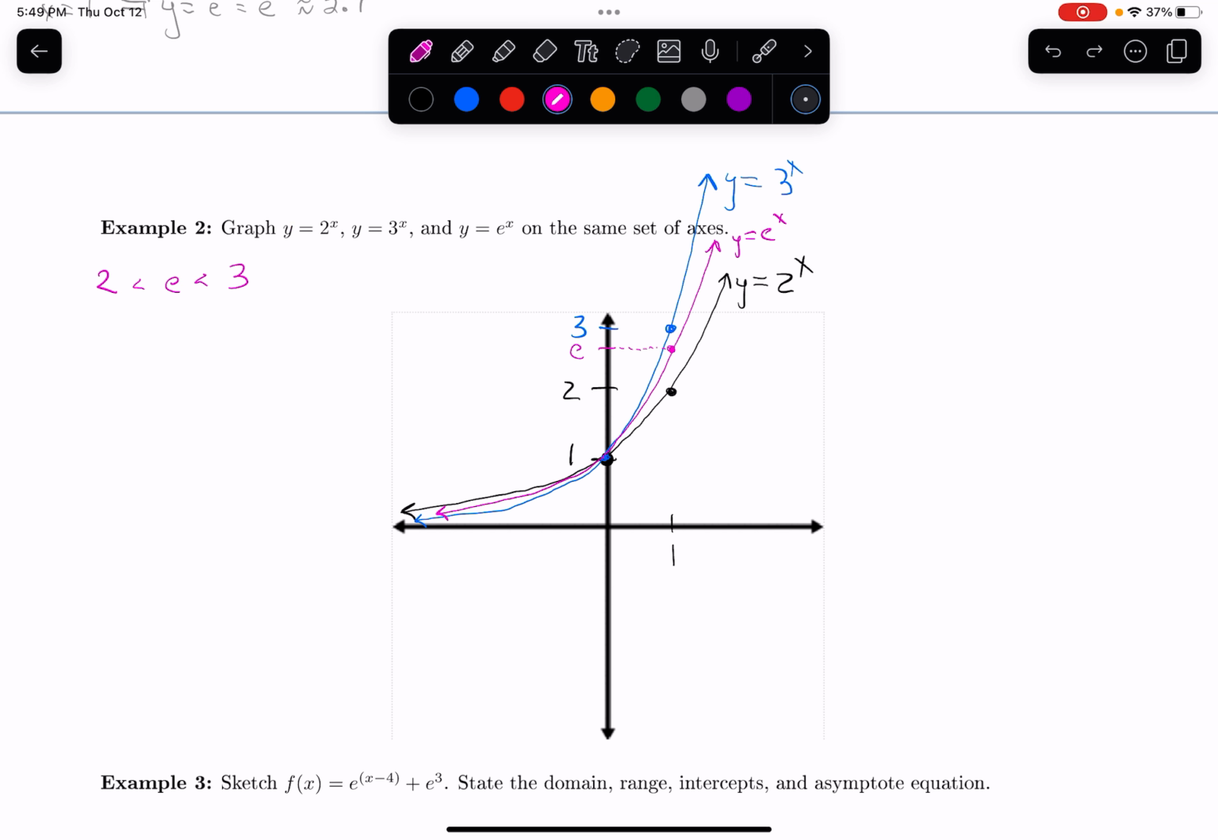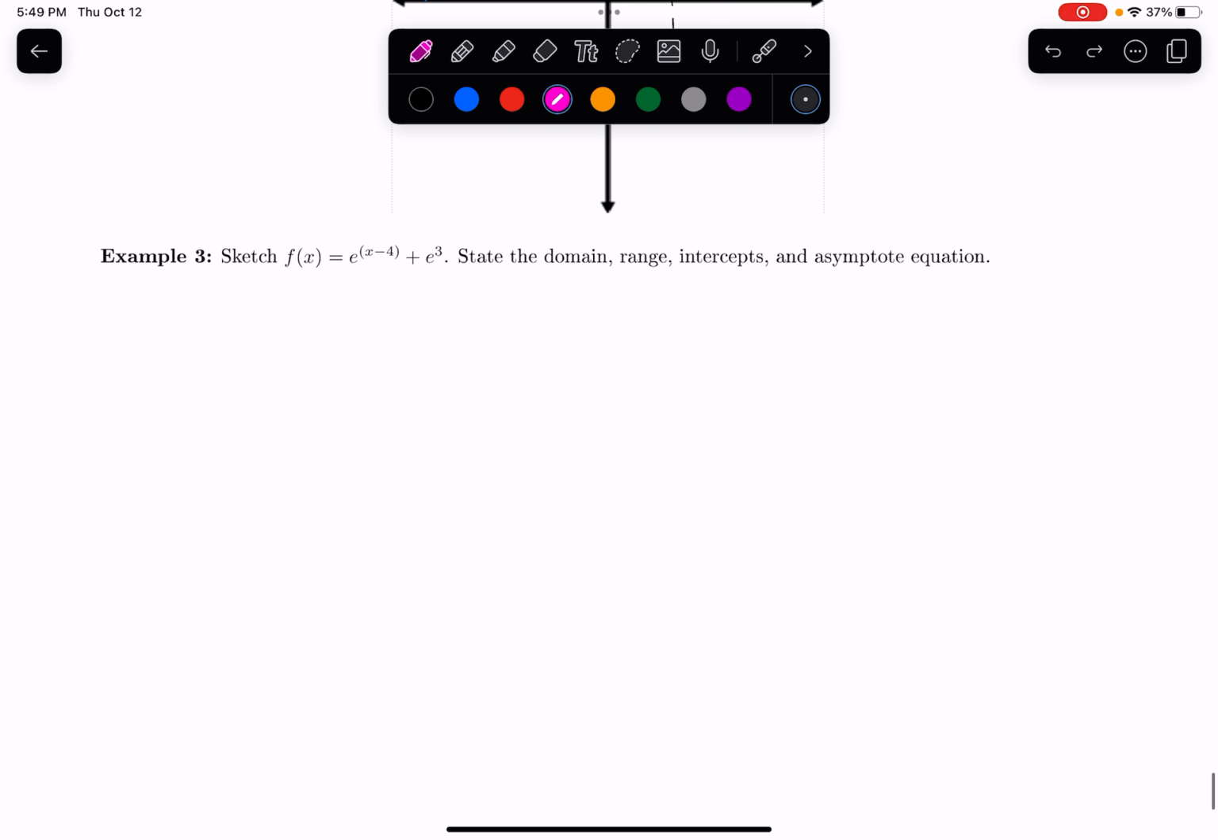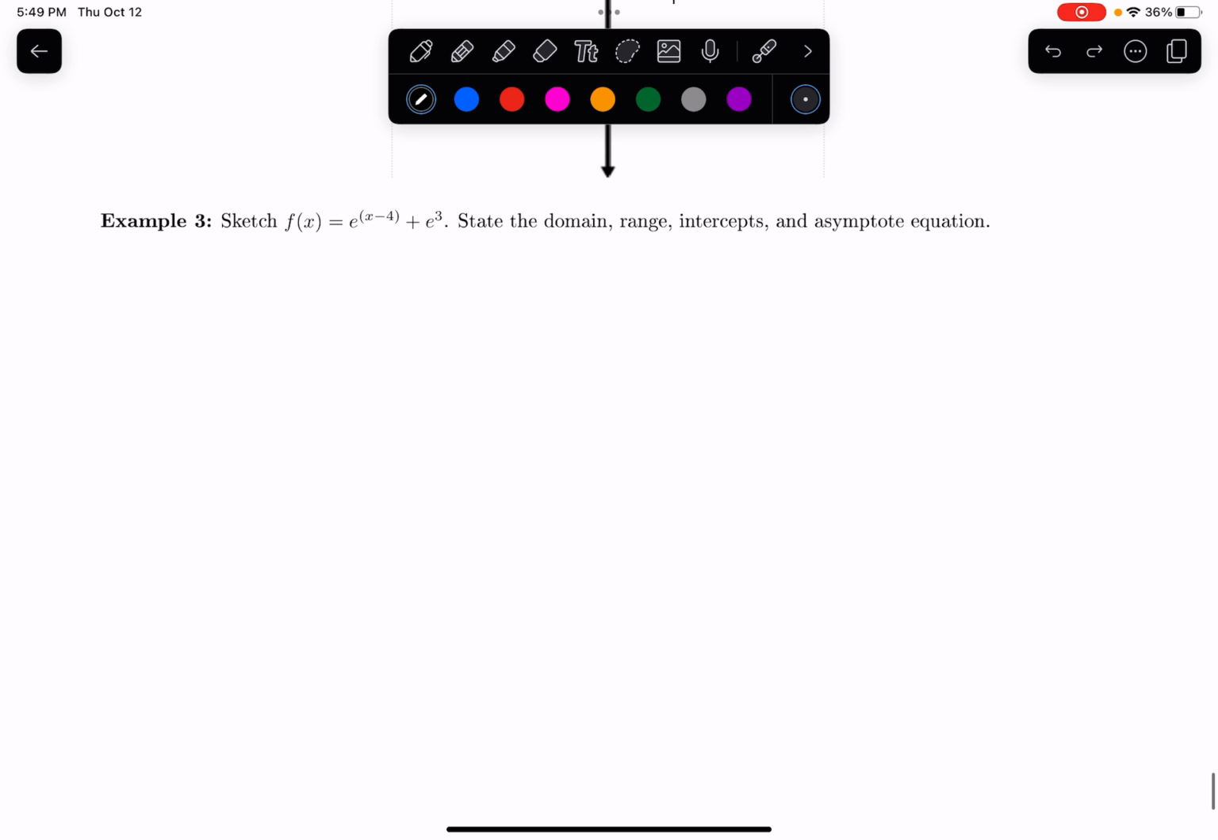Okay. All right, let's take a look at one more example in this video where now we have something a bit more complicated. So I have f of x equals e to the x minus 4 plus e to the third. Okay, and I want to do the usual stuff like getting the domain, range, intercepts, and asymptote equation. Okay, and I'm going to include balance point in that list.